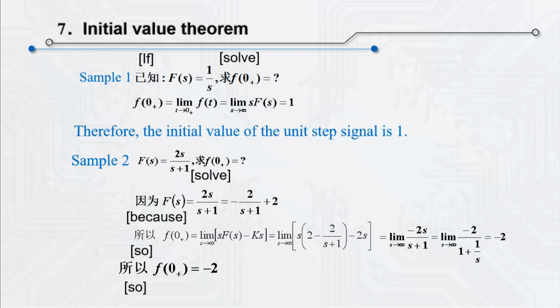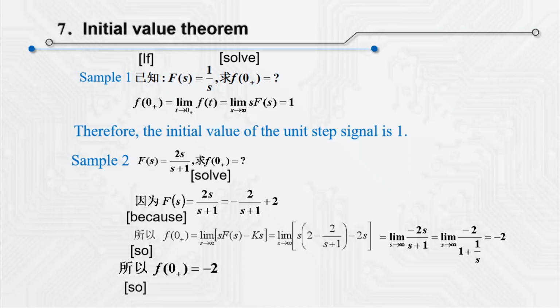Let's look at an example question. Now, F(s) is equal to 1 over s. Seeking the value of f(0+). The value of f(0+), that is f(t) as t tends to 0 positive, is equal to the limit of s multiplied by F(s) when s tends to infinity. Because F(s) is equal to 1 over s, f(0+) is equal to 1.